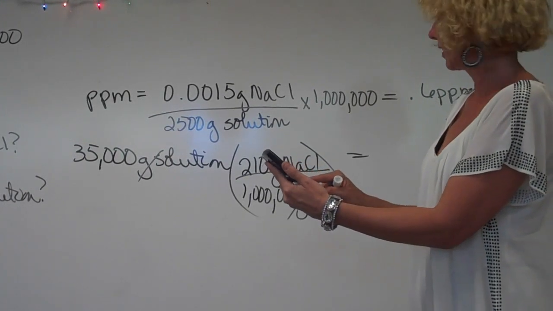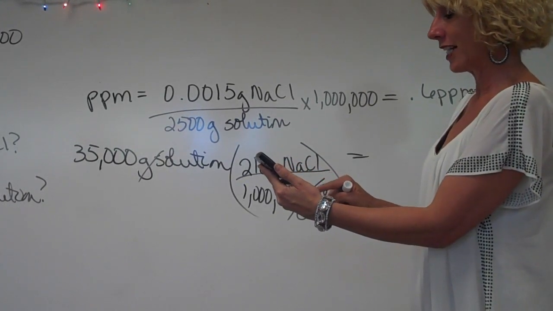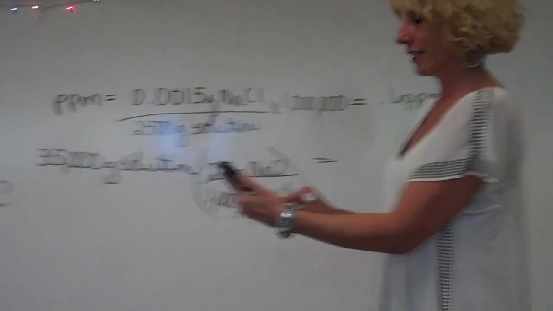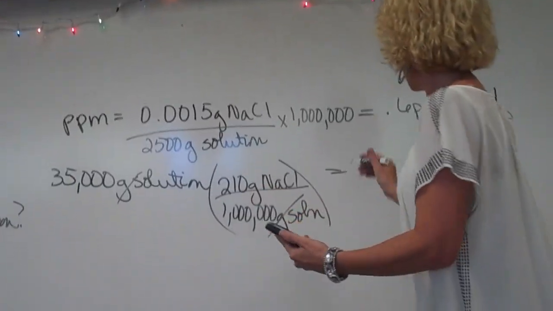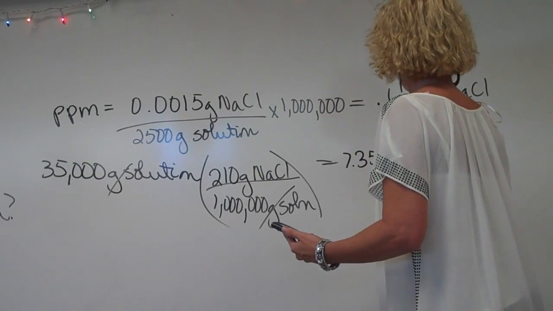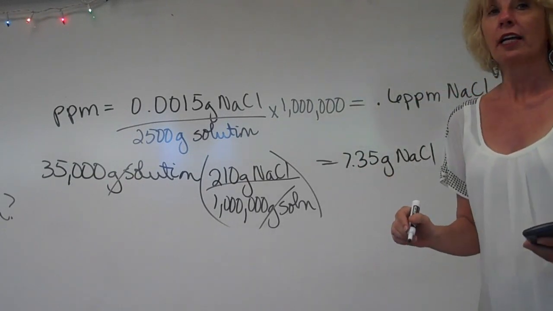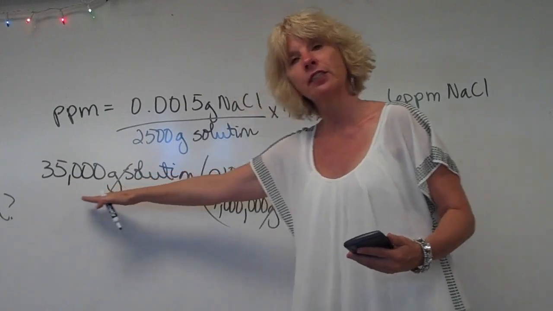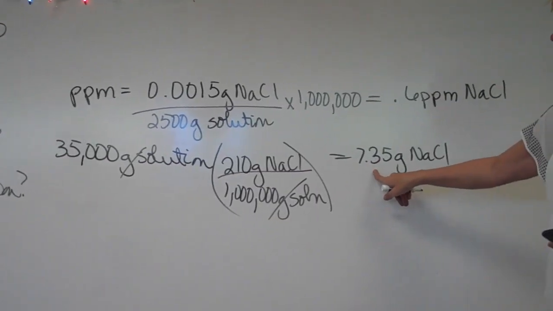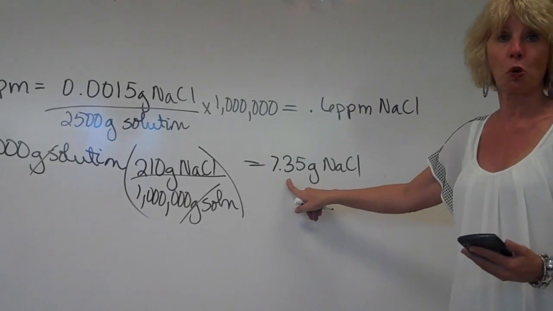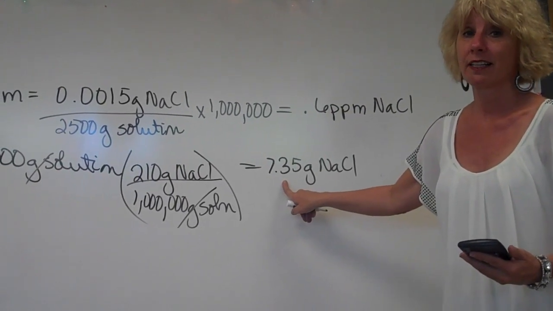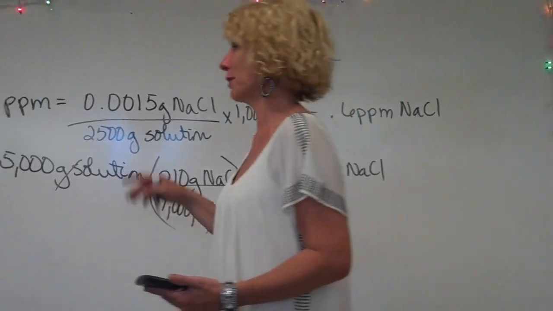35,000 times 210 divided by 1,000,000. And we get 7.35 grams of salt. In other words, if I have 35,000 grams of solution, I'm only going to have 7.35 grams of salt in there. That's pretty dilute, isn't it? Let's do the last kind of problem.